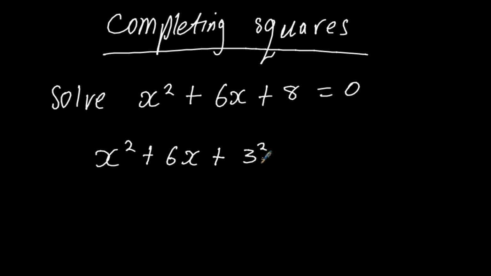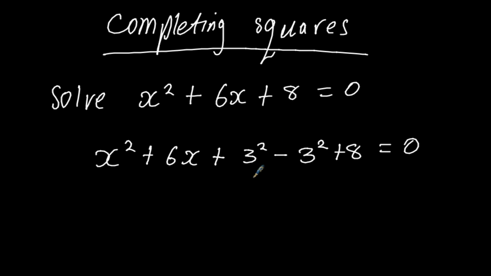Now, since I've introduced a new term in this equation, I have to remove it immediately. Then minus 3 squared, then plus 8 equaling 0. But you don't have to solve this part to go back to the original question. We are introducing this part for us to form a perfect square, so you have to keep it.